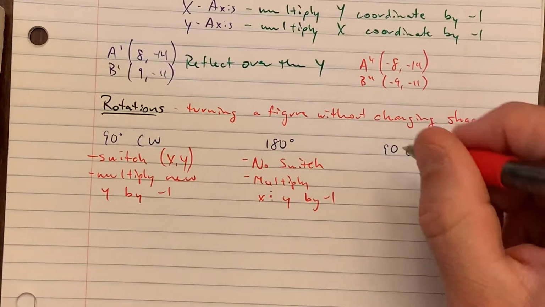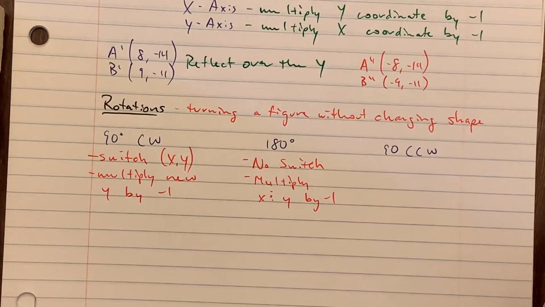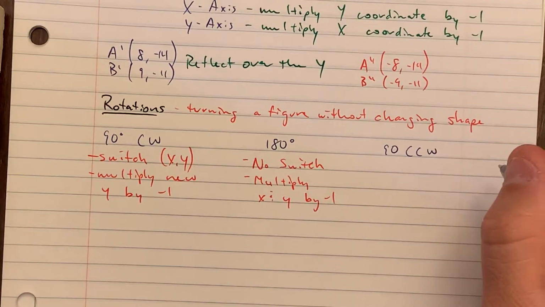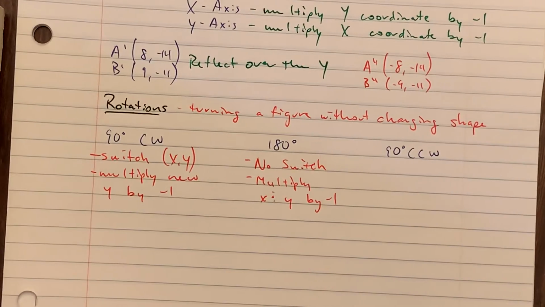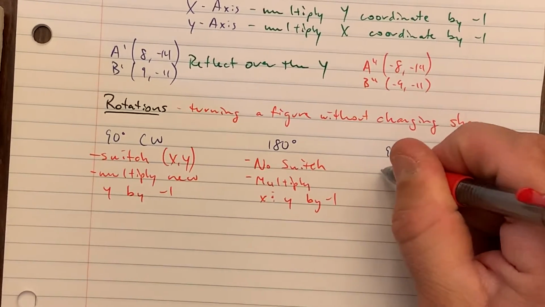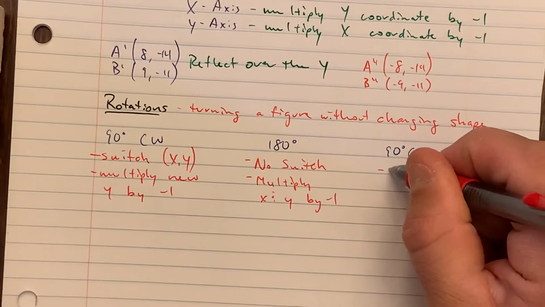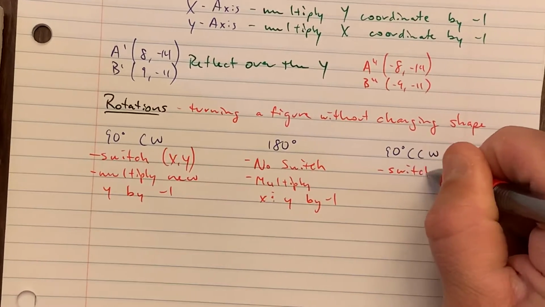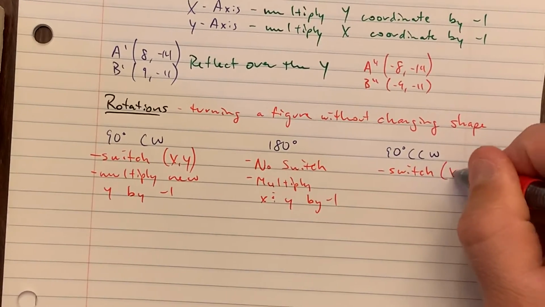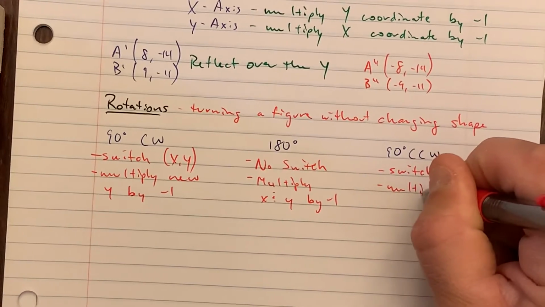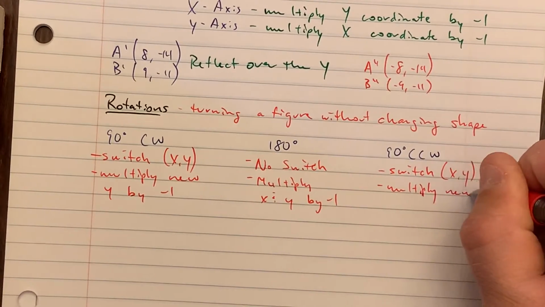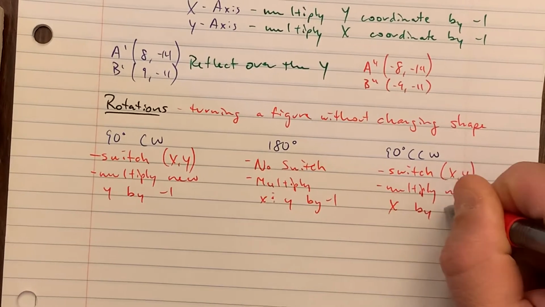And then lastly, for our 90-degree counterclockwise rotation, might want to put my degree sign in there. Again, just like before with the 90-degree clockwise, we will switch our X and Y, but this time we're going to multiply our new X by -1.